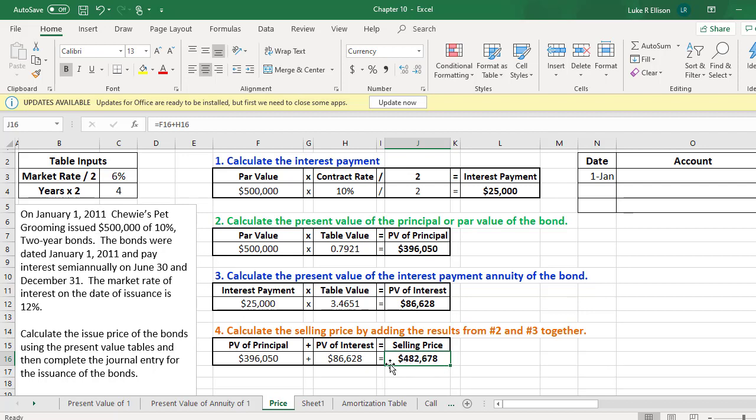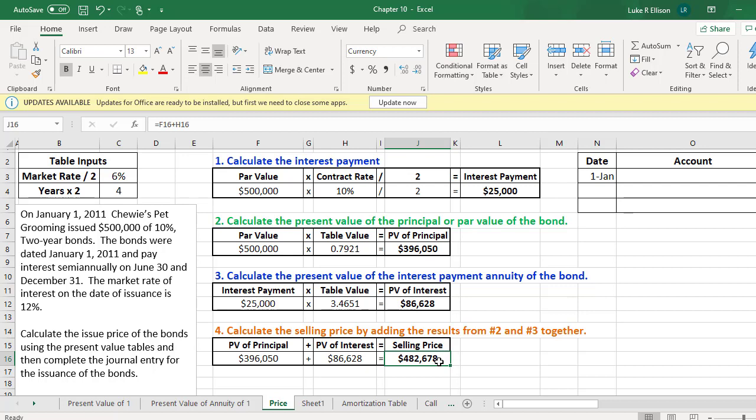So note here, this is a little bit less than the par value of $500,000. So that's why we call this a discount. We have a discount on our bonds for the selling price. Now if this number was greater than $500,000, so say maybe $520,000 or something, then we would say this is a premium on the bonds. We're selling the bonds at a premium.